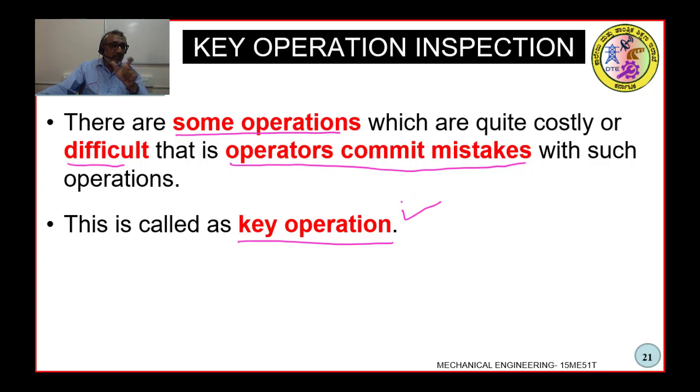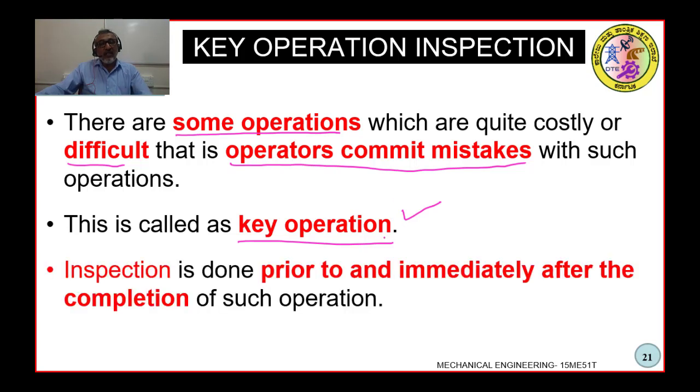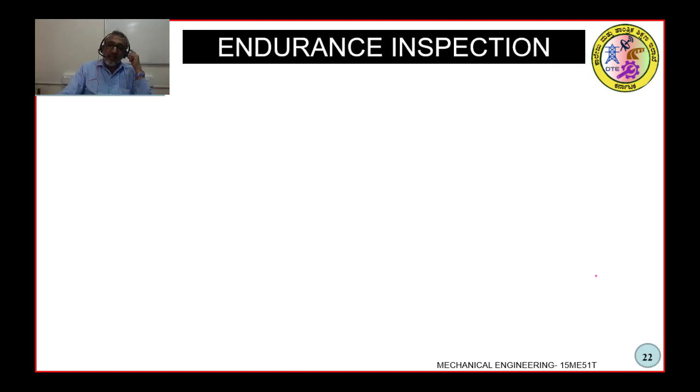The key operations are the operations which are difficult and where the operators are likely to commit mistakes. In this key operation, ಹಾಗಿದ್ರೆ ನಾನು ಕೀ ಆಪರೇಷನ್ಗಿಂತ ಮೊದಲು ಚೆಕ್ ಮಾಡ್ಕೊಳ್ತೇನೆ, ಕೀ ಆಪರೇಷನ್ ಆದಮೇಲೆ ಚೆಕ್ ಮಾಡ್ಕೊಳ್ತೇನೆ. ಅದು ಕೀ ಆಪರೇಷನ್ ಸಕ್ಸಸ್ಫುಲ್ ಆಗಿ ಮುಂದೆ ಹೋದರೆ ನನಗೆ ಅದರ ಅರ್ಥ ಇದು ಸರಿಯಾಗಿದೆ ಅಂತ ಅರ್ಥ. ಸಣ್ಣ ಮೈನರ್ ಆಪರೇಷನ್ಗಳನ್ನು ನಾನು ಚೆಕ್ ಮಾಡೋದಿಲ್ಲ ಇನ್ ಕೀ ಆಪರೇಷನ್ ಇನ್ಸ್ಪೆಕ್ಷನ್. And lastly, this is endurance inspection.